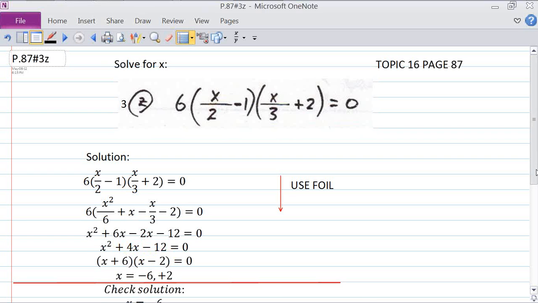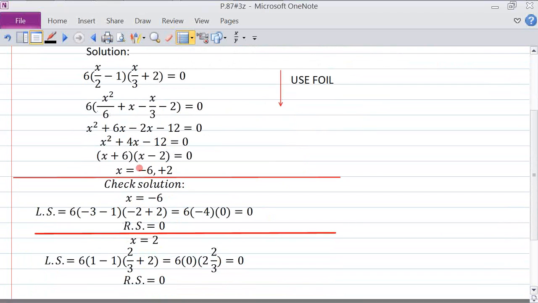I factor that. The two factors are plus 6 and minus 2. You can see the inner is plus 6x and the outer is minus 2x, so that sums to give me plus 4x. So if these are the factors, then x plus 6 equals 0 and x equals minus 6 is one of the solutions. If x minus 2 is the other factor equals 0, then x equals plus 2.